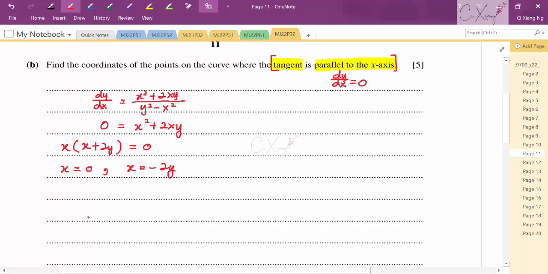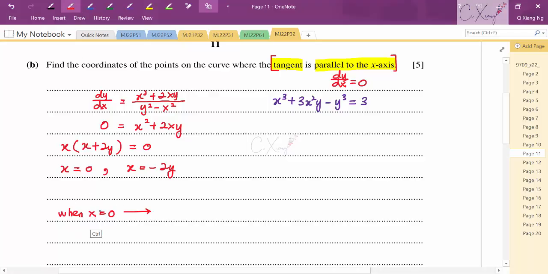All right, so let us start with x equals 0 first. When x is equal to 0, what is the value of y that I can get? You have to substitute x equals 0 into our original equation. So again, what is our original equation? You can recall back, our original equation is x power 3 plus 3x squared y minus y power 3 equals 3. So this is my original equation.